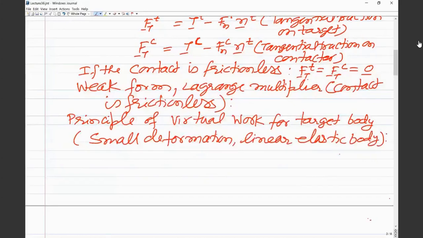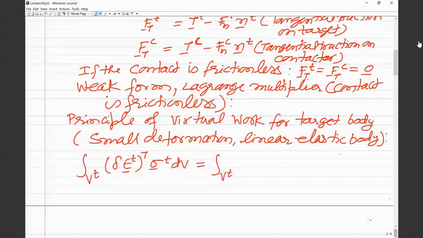So now if I write the principle of virtual work, because for small deformation we do not recognize the difference between the reference configuration and the current configuration, here the superscript T is going to denote the target body, not the current configuration. The principle of virtual work can be written as integration over the volume of the target body. I'm using the Voigt notation, so the strain tensor is written in vector form: epsilon, the strain in the target body, its transpose variation, of course, and then the stress is also written as a 6 by 1 vector, dV. This is the virtual work of stresses and is equal to the virtual work of external forces.